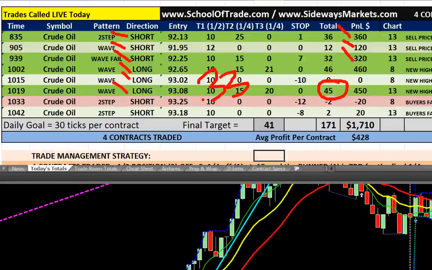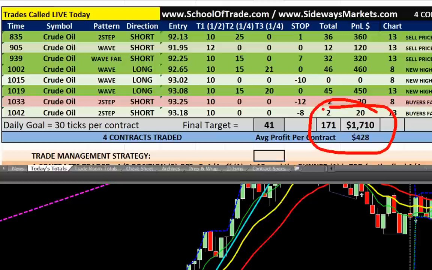Then at that 33 resistance, short, short. Couldn't get much out of it. Price ended up going higher and gave you another wave pattern long. But as of this point, we had already nailed our goal today.